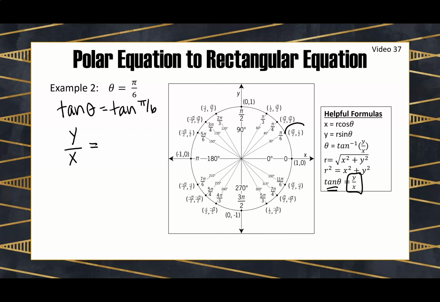Well, I've got to go to my pi over 6 and do sine over cosine. So that would be 1/2 divided by root 3 over 2, which is equal to 1/2 times the reciprocal, which would be 2 over root 3. So my 2's are going to cancel, and I'm left with 1 over root 3, which hopefully we have memorized now. If we rationalize that, we get root 3 over 3. Okay, so this is going to be root 3 over 3.